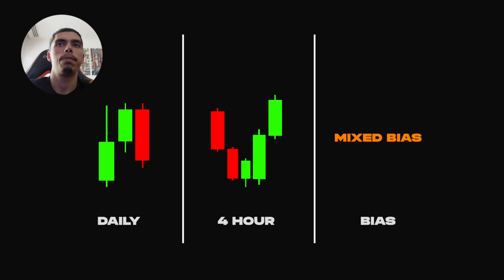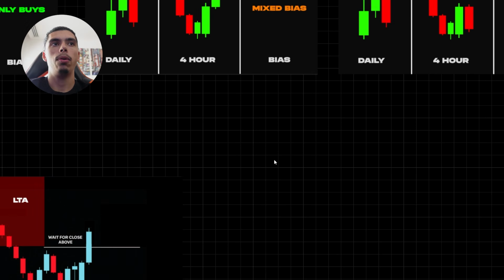Now, what if they close opposite? This is what we call a mixed bias. And a mixed bias means essentially you can look for both, to keep it simple. I prefer you guys to trade only when it's a bullish or a bearish bias. Mixed bias will happen quite a lot, but start with bullish and bearish bias so you get confident with that. It's easier than a mixed bias, okay? So now what about the entry?